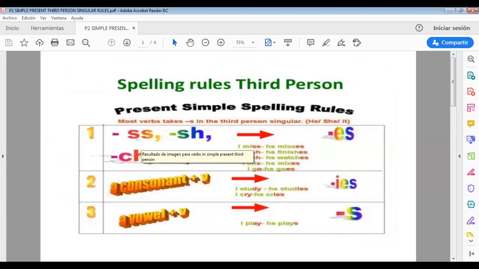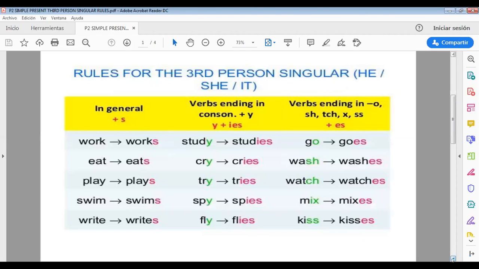Cuando termina en SS, SH, CH, X, or O, add ES. When it finishes in a consonant plus Y, like study and cry, you change the Y for I and then you add ES. When you have a vowel plus a Y, then you just add the S, right? Because you have a vowel before the Y. So those are the rules that you have to memorize.